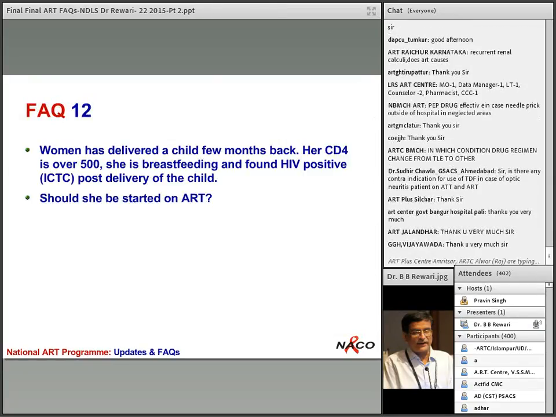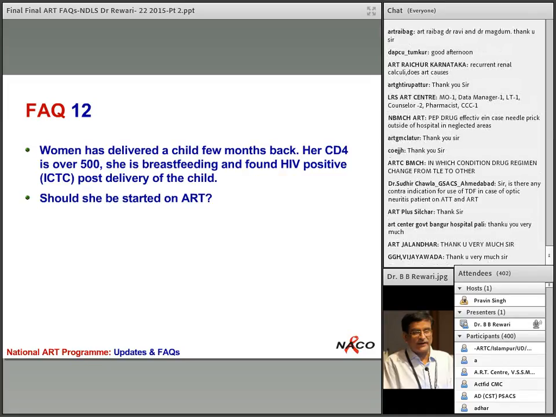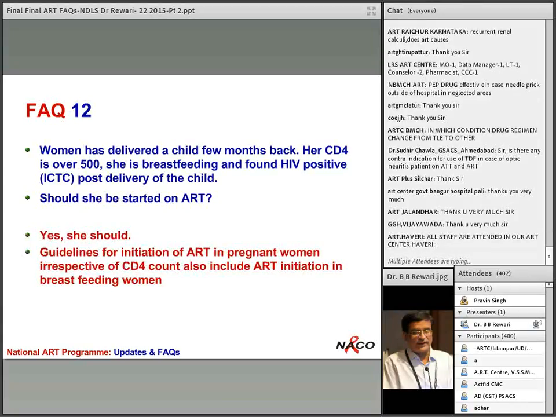A woman has delivered a child a few months back. CD4 is over 500. She is breastfeeding, found HIV positive. Should ART be started? Yes. Because guidelines say it is not only for pregnant women. We always say pregnant women, but it's for pregnant and breastfeeding women.